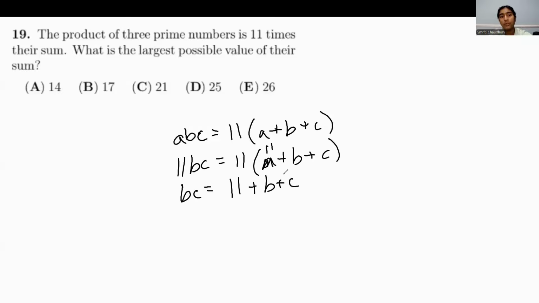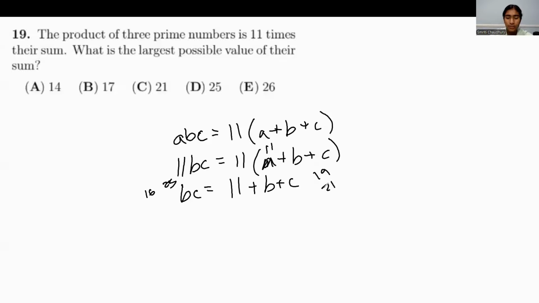Now let's try some values for B and C. So what if they're both 4? Then 4 times 4, that's 16. And 4 plus 4, 8, plus 11, that's 19. Okay, so now the left side is less than the right side. What if we were to try 5? Then 5 times 5, we've got 25. And 5 plus 5, 10, plus 11, 21. So now the left side is greater than the right side.